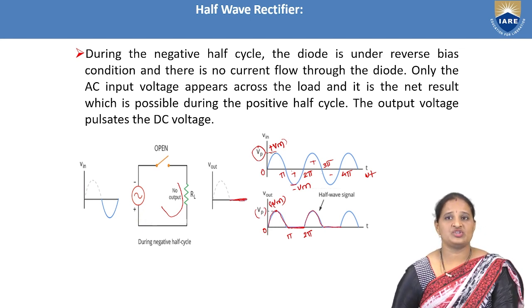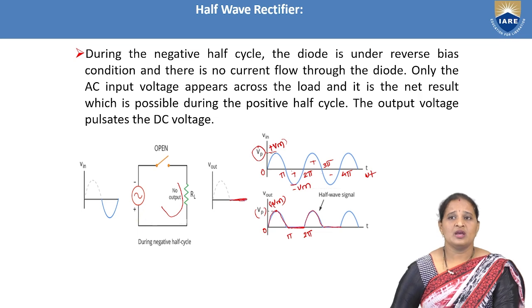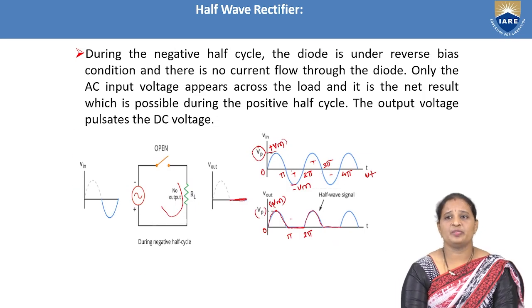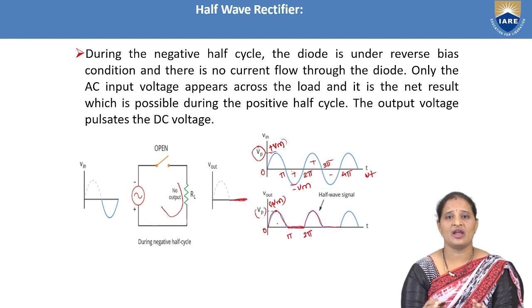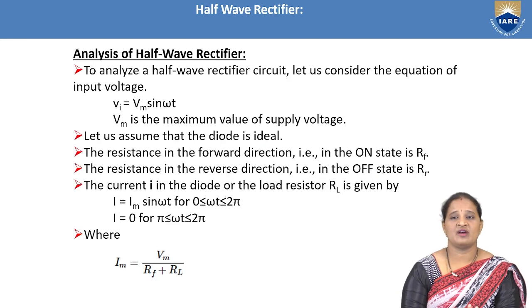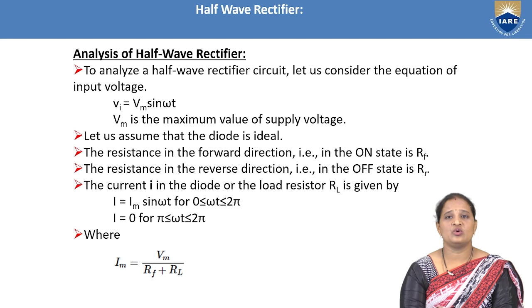So this is the operation of the half wave rectifier. If you observe the output waveform, it is only rectifying the positive half cycle and completely removing the negative half cycle. That is why this rectifier is called a half wave rectifier. You can also remember that the diode conducts only during the positive half cycle and does not conduct during the negative half cycle of input. Now let us go to the mathematical analysis of the half wave rectifier.